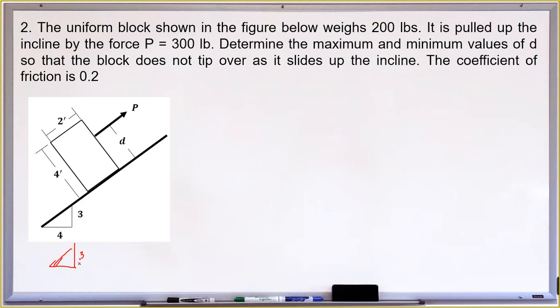This is 3, 4. This is an Egyptian triangle, no? So this is our theta, the angle of inclination. So automatically, this is 5. So sine theta, that is opposite, so 3/5. And then cosine of theta, that is 4/5.